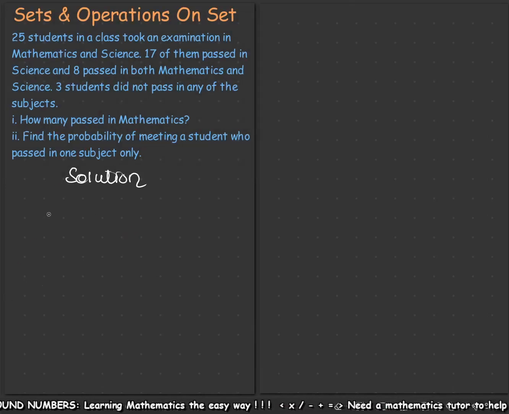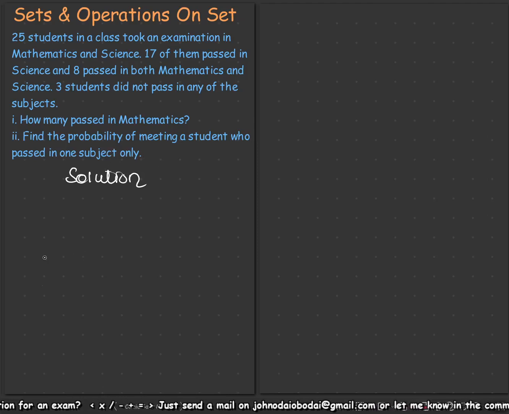Now it says 25 students in a class took an examination in mathematics and science. 17 of them passed maths, 17 of them passed in science, and 8 passed in both mathematics and science. 3 students did not pass in any of the subjects. We have to find how many students passed in mathematics. And secondly, we have to find the probability of meeting a student who passed in one subject only.